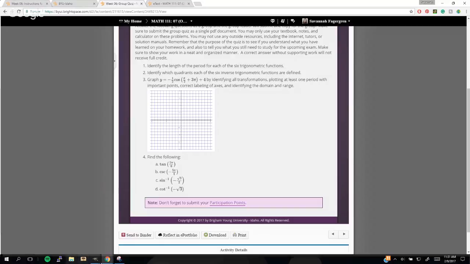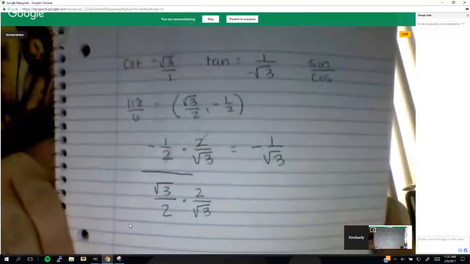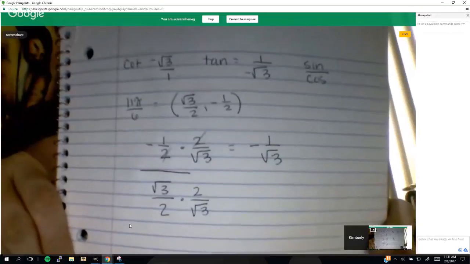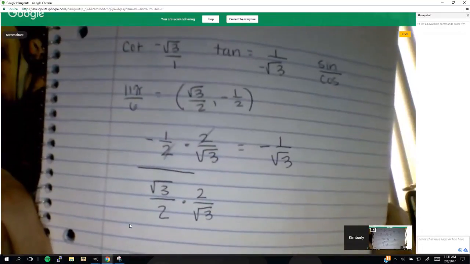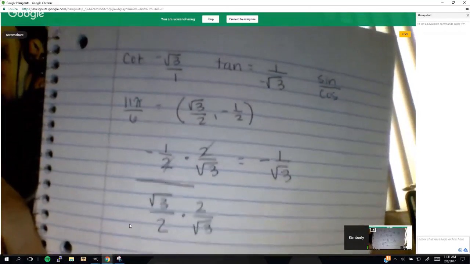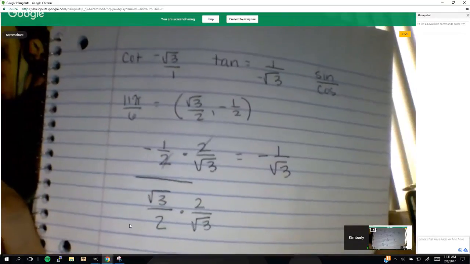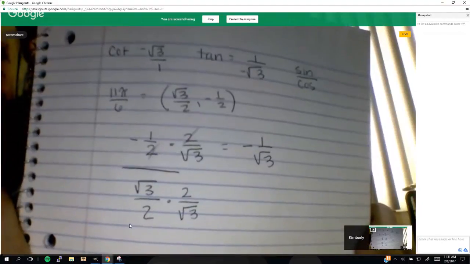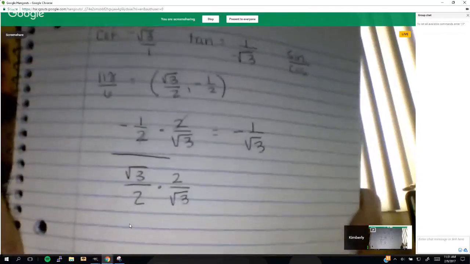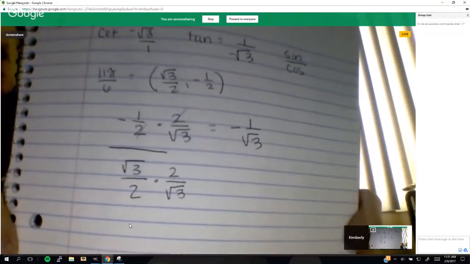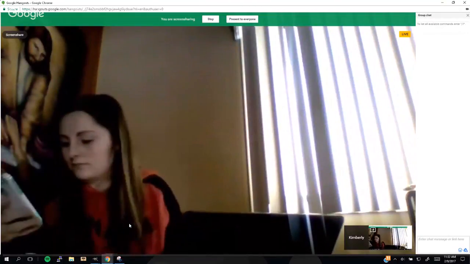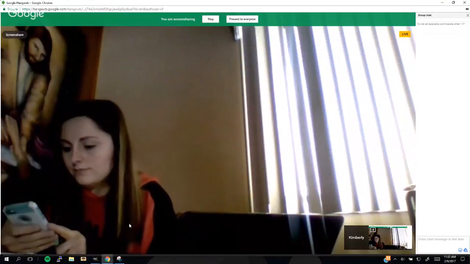Okay, so this is what I did. I know that cotangent equaled that, so that means tangent equaled that. Then I looked at 11 pi over 6, which has cosine equaling square root of 3 over 2 and sine equaling 1 over 2. Since tangent equals sine over cosine, I did negative 1 over 2 divided by square root of 3 over 2. I take the reciprocal, the 2's cancel out, and I'm left with negative 1 over square root of 3. Could you take a picture of that and send it to me so I can include it? Sure. So it's 11 pi over 6.